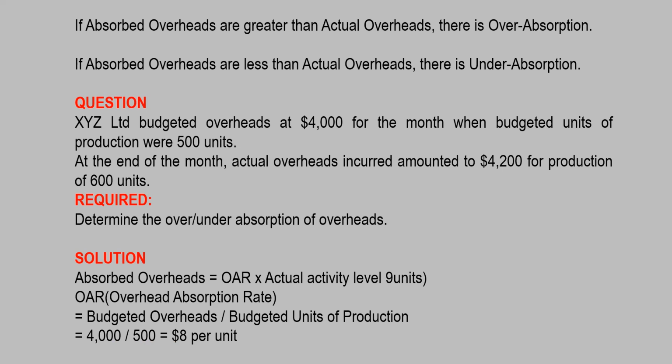Now at this point, we are in pole position to determine absorbed overheads because we have our actual units produced at 600 units. So you can just go on and determine your absorbed overhead. The formula says absorbed overheads equals the overhead absorption rate, which is $8 per unit, times the actual activity level, which is 600 units, and this would give you $4,800.